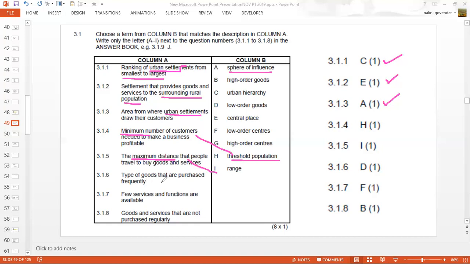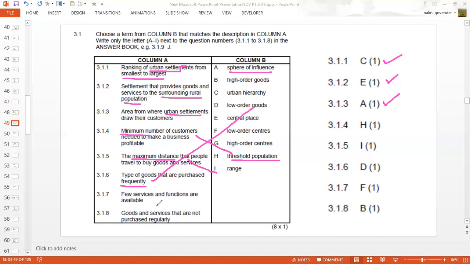The type of goods that are purchased on a daily basis, on a regular basis, goods that are purchased frequently, are also referred to as convenience goods. And these goods are going to be referred to as your lower order goods, right? For example, the bread, the butter, the milk, the newspaper are going to be your lower order goods, which you will purchase on a regular basis.